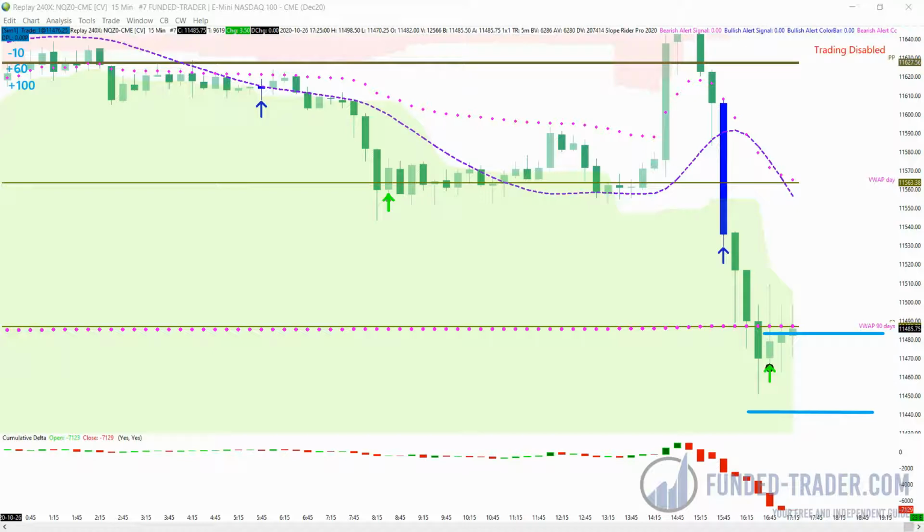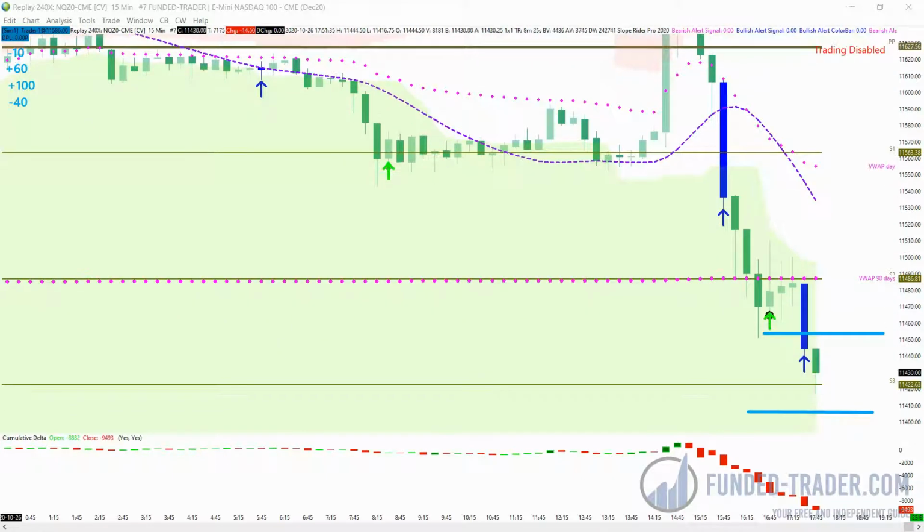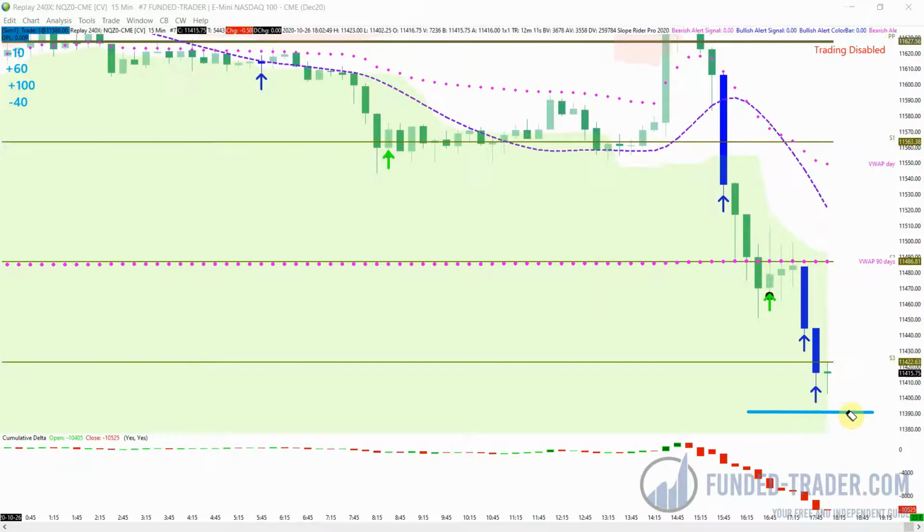Let's play it. Okay, so that's probably hit the stop loss. I mark it up, minus 40. Okay. Ouch. It's back. Nice. I wanted to erase this.